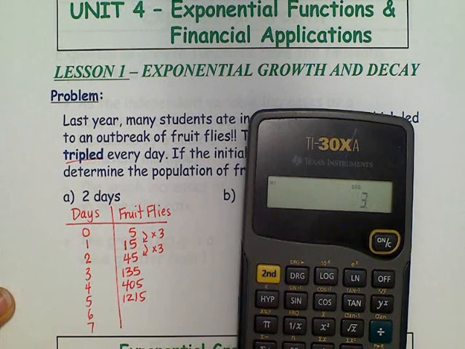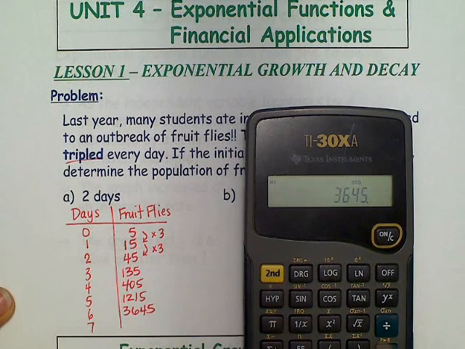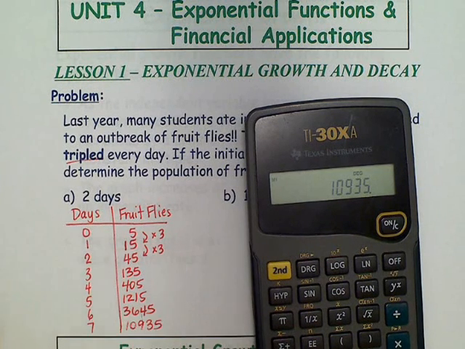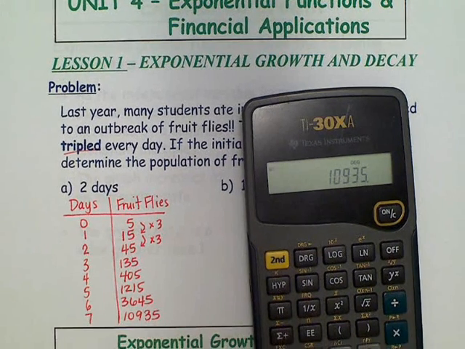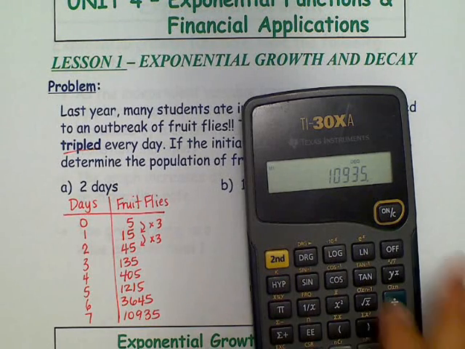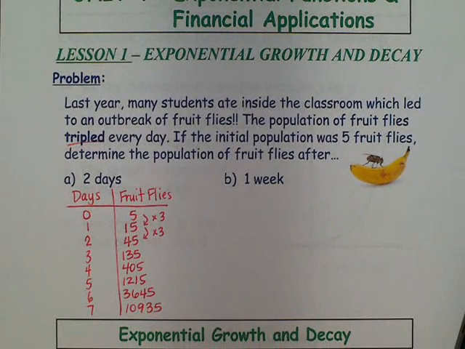You can see how nasty this is starting to get. These are fruit flies. Think about how gross it is to have that many fruit flies around you. And after a week, there are 10,935 fruit flies. Luckily though, fruit flies don't have a very long lifespan, so there wasn't actually that many fruit flies after a week.